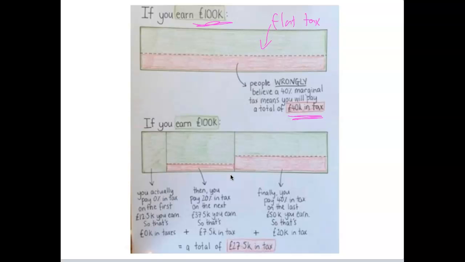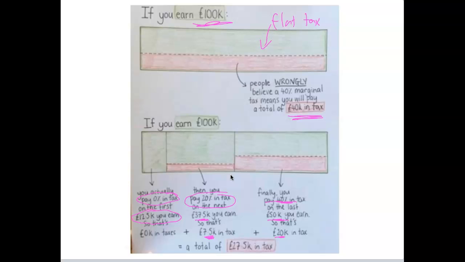So the way a progressive tax works, if you earn $100,000, and this may be what the British categories are. This is not the same as ours, but you pay 0% on the first £12,500 you earn. Then you pay 20% on the next £37,500 you earn. So that's £7,500 in tax. And finally, you pay 40% on the last £50,000 you earn. So that's an additional £20,000 in tax.